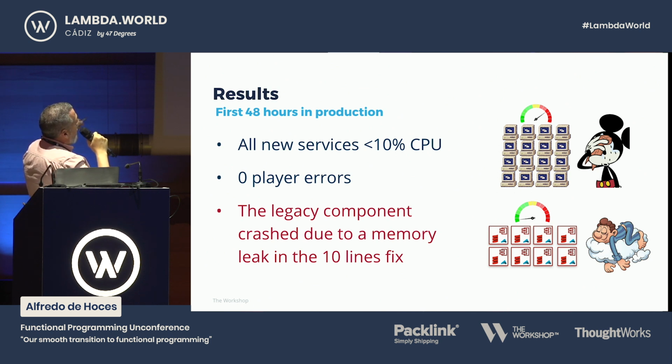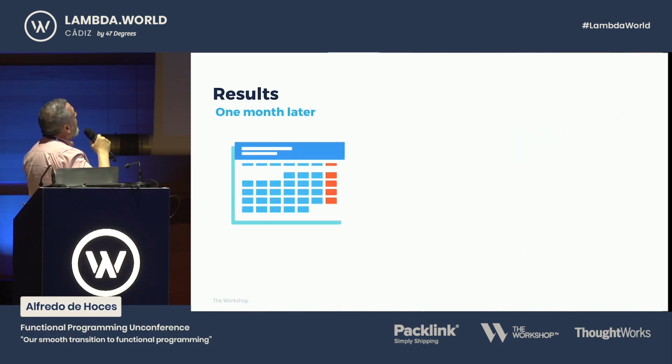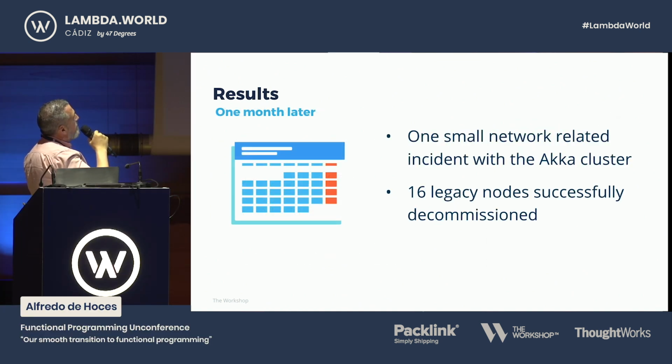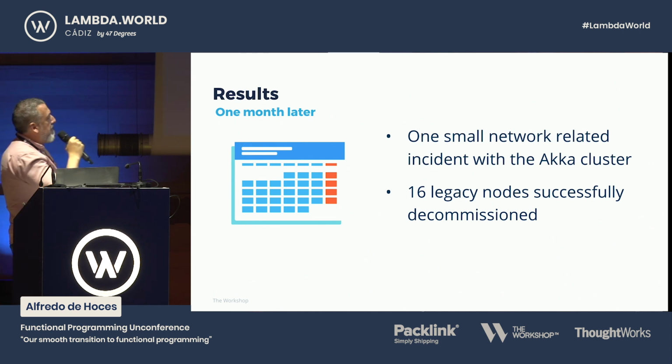No errors in the first 2 days, but the 10 lines fixing the legacy component created a memory leak, and the legacy component crashed, unfortunately. But everything that was new didn't really have a problem at all. So 1 month later, one small network-related incident with the Agda cluster. So there was something wrong with the network, and then the Agda cluster kind of disconnected, but that was it. No weird bugs, no strange accidents, nothing crashed. And the 16 legacy nodes were successfully decommissioned, so we reduced the blueprint by a great deal.